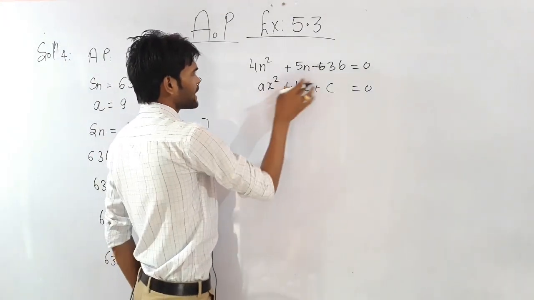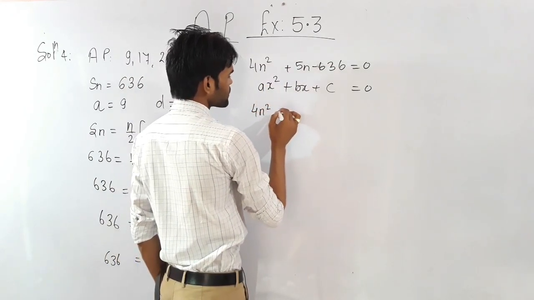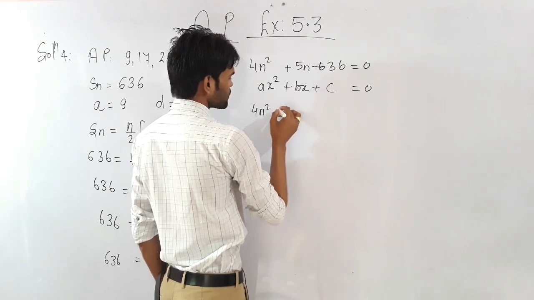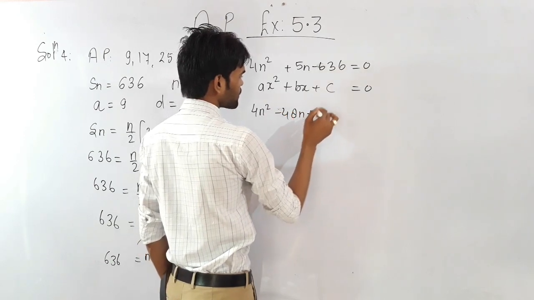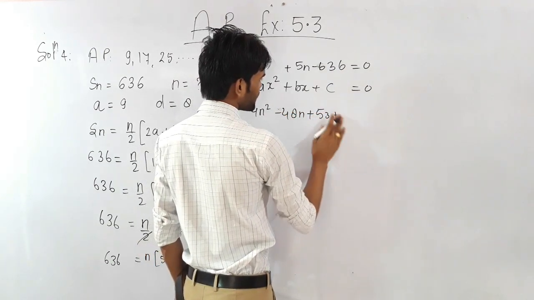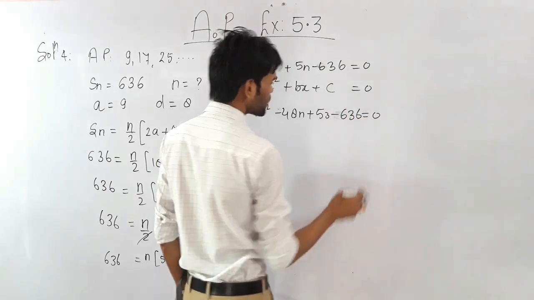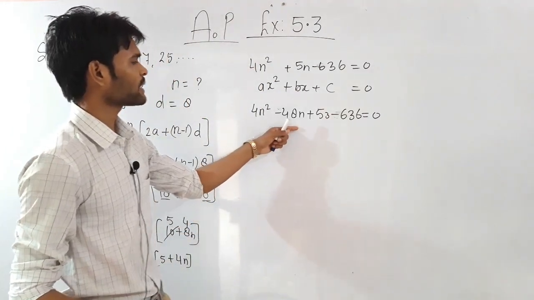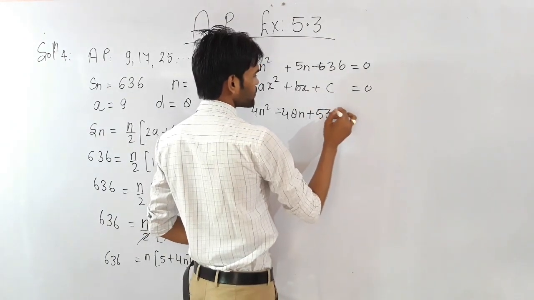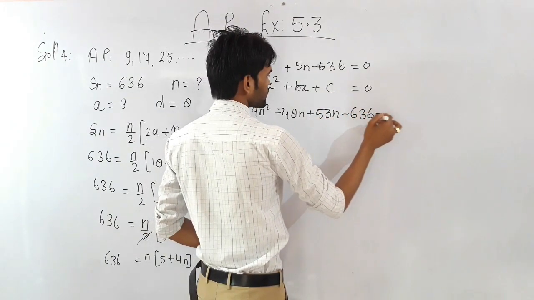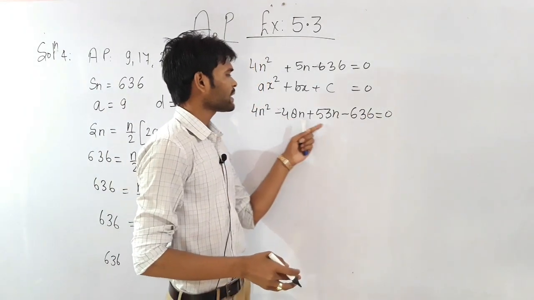So you may write it as 4n square minus 48n plus 53n minus 636 equals 0. Now you may be wondering from where I have obtained this 48n and 53n, and how I have written them here.